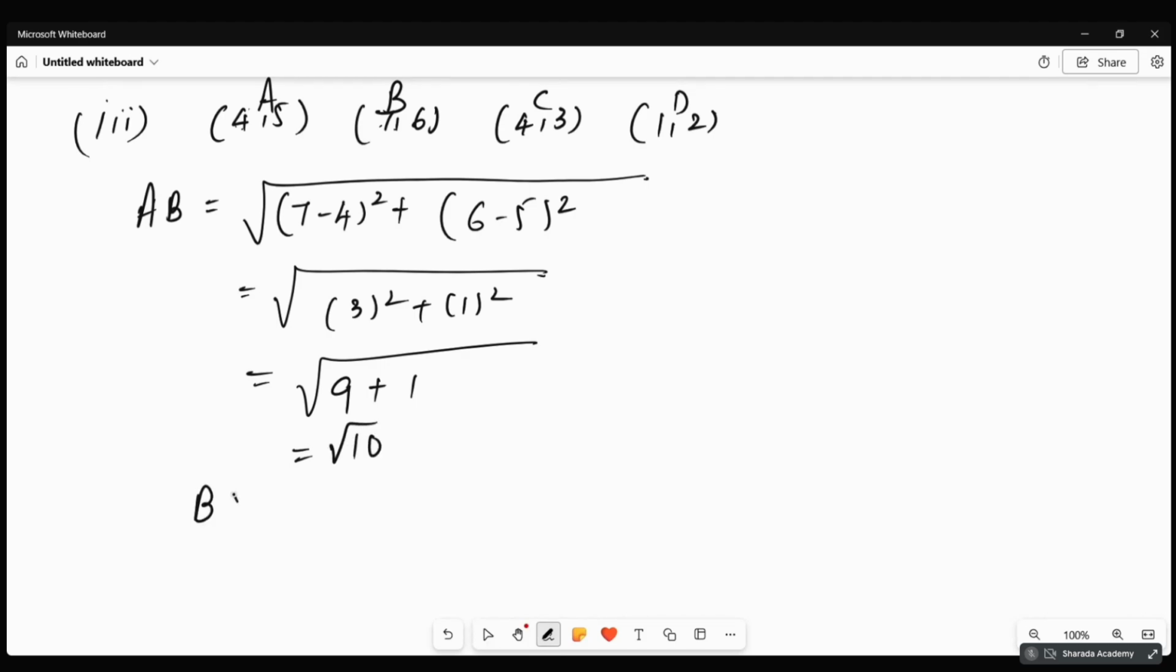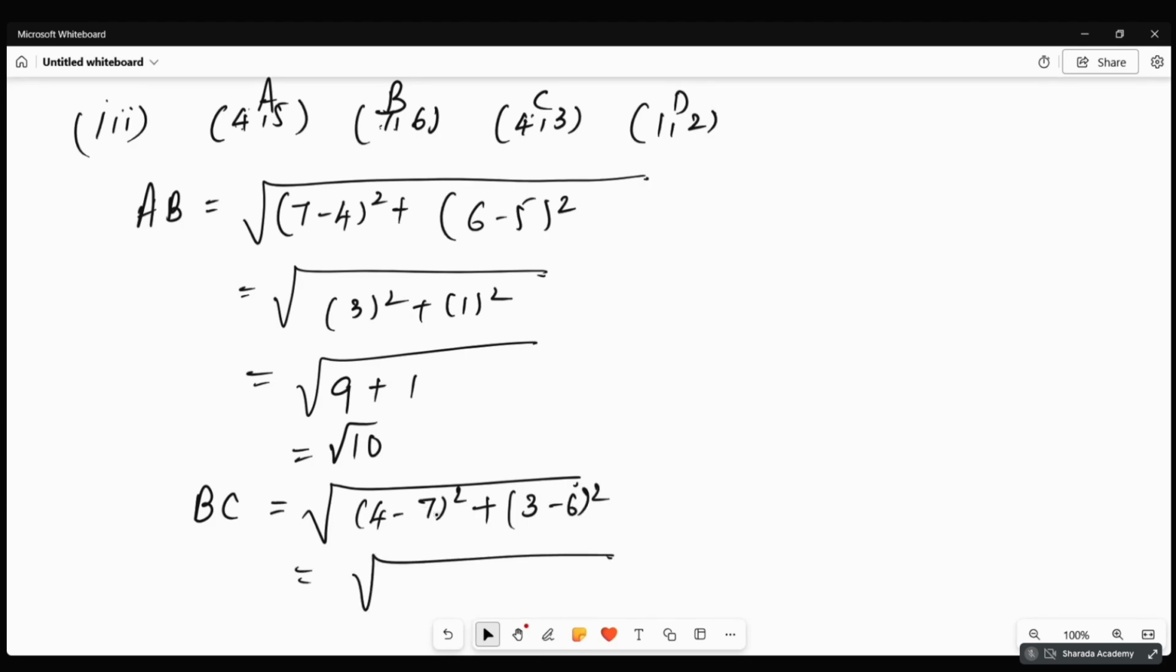Next, BC. It is equal to 4 minus 7 whole square plus 3 minus 6 whole square. So this is root of 4 minus 7 is 3, 3 square is 9, plus again you will get 9. So that is root 18, 3 root 2 you will get.